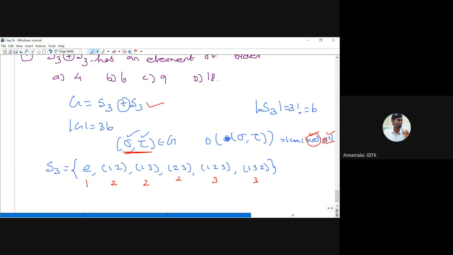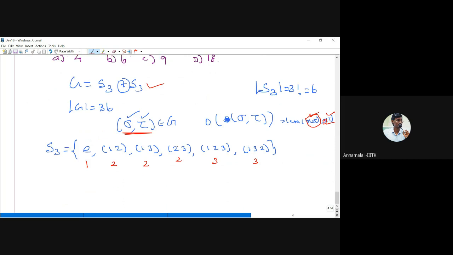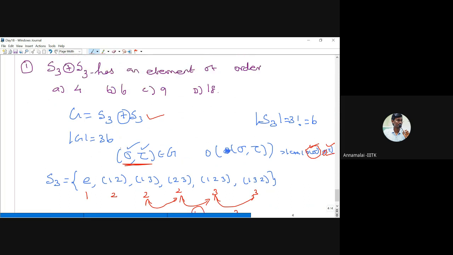So these are the only possible orders in S3. Then what is the order of S3 cross S3? So what is the LCM? You can take the LCM of these two, which is 6. What is the LCM of these two? 3. What is the LCM of these two? 2. Now we get the maximum is 6. Therefore, we have an element of order 6, namely the permutation.